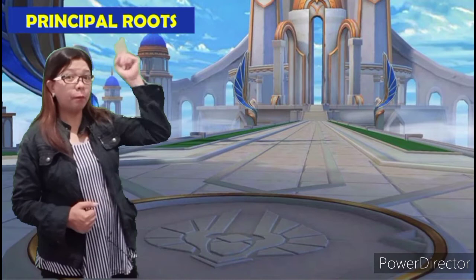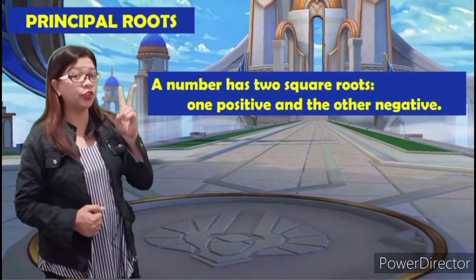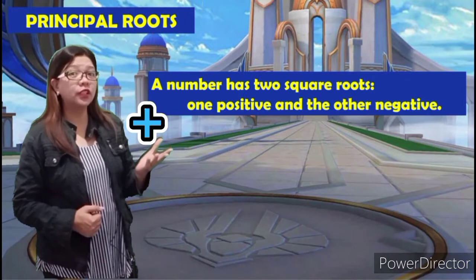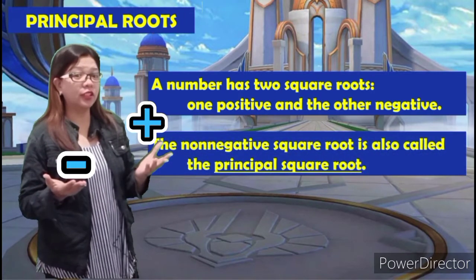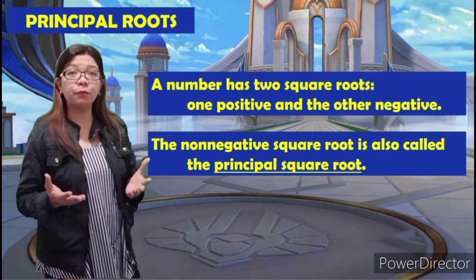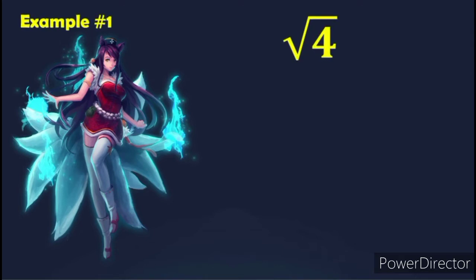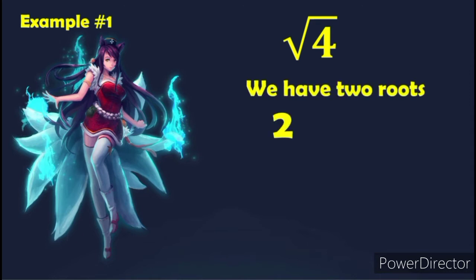Now let's have principal roots. A number has two square roots, one positive and one negative. A non-negative square root is also called principal square root. Let's have example number 1. What is the square root of 4? We have two roots. We have positive 2 and negative 2.